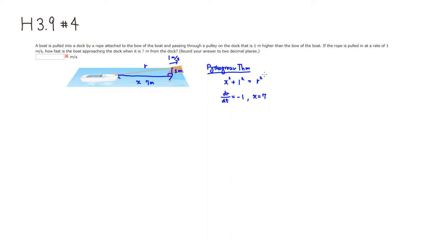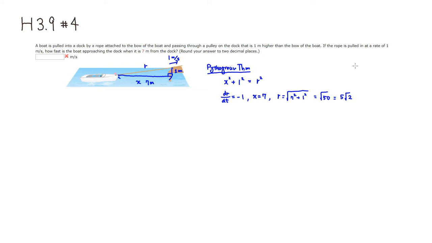And then actually we can find the R value too. Using the Pythagorean theorem, R is going to be the square root of 7 squared plus 1 squared. So this is the square root of 49 plus 1, which is the square root of 50. I guess we can pull out 5, so this is 5 square root of 2.